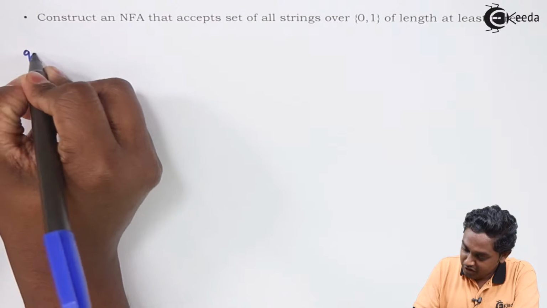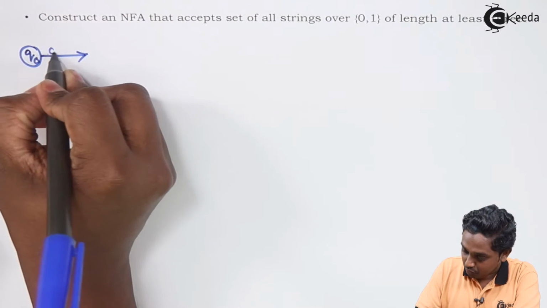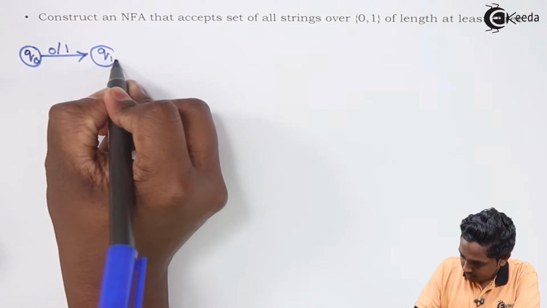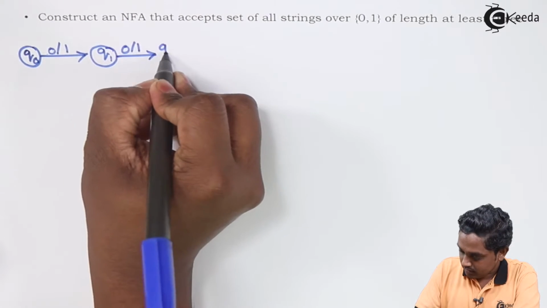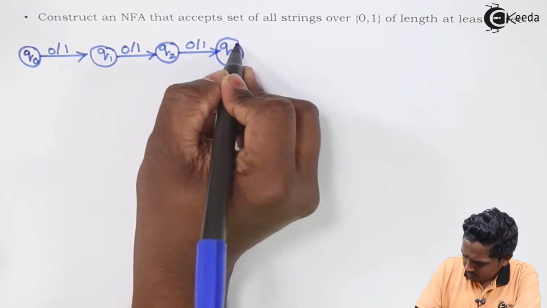Here, Q0 is the initial state. We need to keep track of length, so we will track both 0 and 1: length 1, length 2, and length 3.